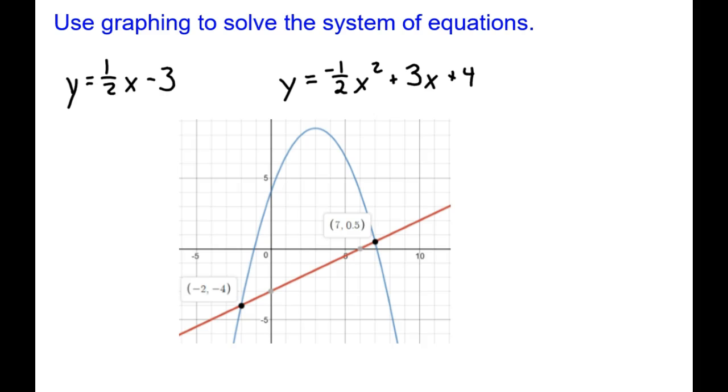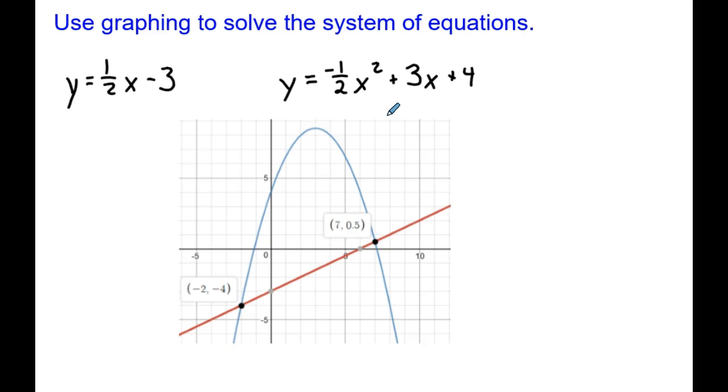So using Desmos, first we graph y equals 1/2 x minus 3, which is the red line. We have a y-intercept of negative 3, a slope of 1/2, so we go up 1 over 2. And then we graph our quadratic equation, which opens upside down, and that's because we have a negative a value. So what we're looking for in the graph is the two intersection points. We have one of our solutions at negative 2, negative 4, and our other solution is going to occur at the ordered pair 7, positive 1/2 or 0.5.